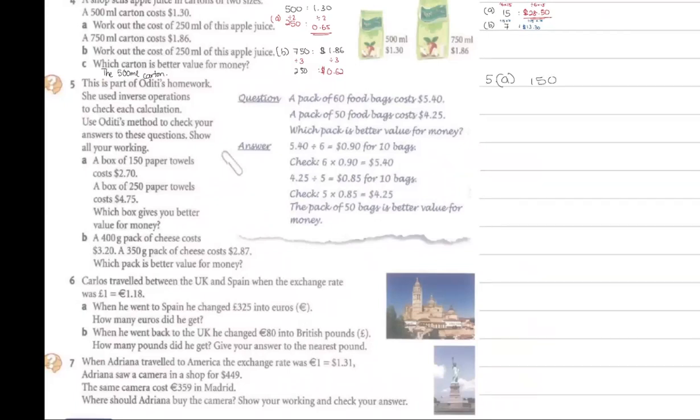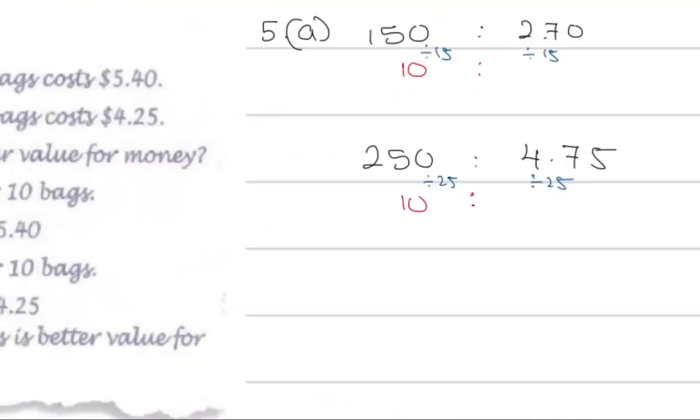$150 paper towel costs $2.70. And then the other one is 250 paper towel costs $4.75. Which box gives you better value for money? So what I would do is I would actually just go to find 10 boxes of this and 10 boxes of this. So here I have to divide by 15. Here also divide by 15. Here I will divide by 25. Here I also divide by 25. Because I need to do the same for both sides.